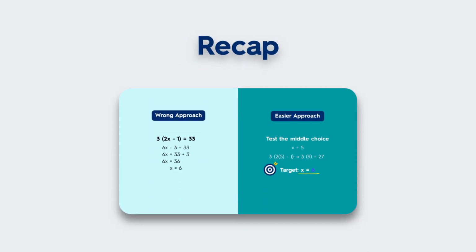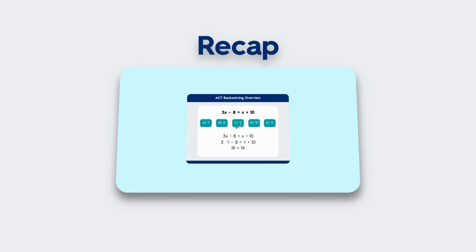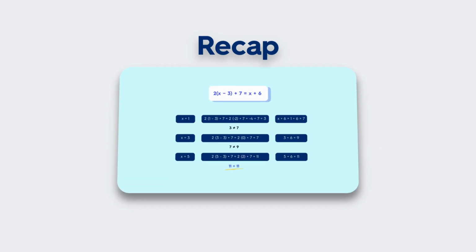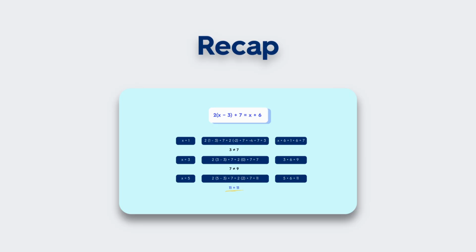In 1 minute, here's what we learned. Backsolving plugs choices into an equation and looks for the target. Start with the middle choice to go higher or lower. Use it when there is one variable and clean numbers. Avoid it when algebra is clearly faster.